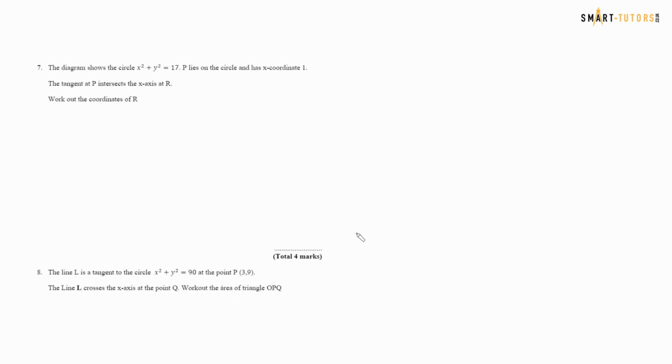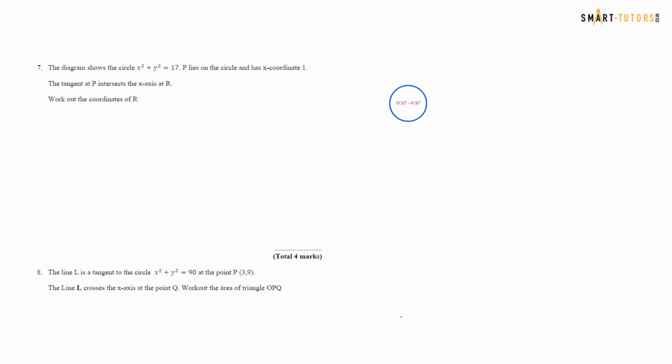Question number 7. The diagram shows the circle x squared plus y squared equals 17. P lies on the circle and has the x coordinate 1. The tangent at P intersects the x-axis at R. Work out the coordinates of R. So let's draw the circle first. The diagram is not actually given.